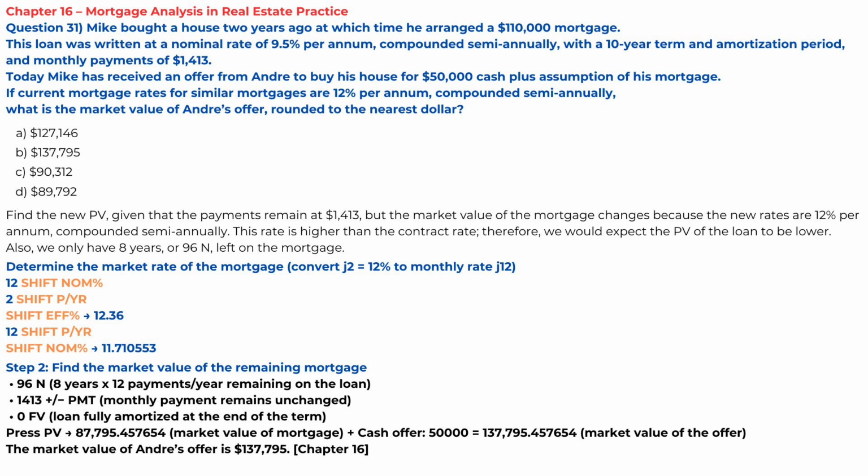Step 2. Find the market value of the remaining mortgage. 96 N, 8 years times 12 payments each year, remaining on the loan. 1,430 plus and minus sign, and then press PMT, monthly payment remains unchanged. 0 FV, loan fully amortized at the end of the term. Press PV, display 87,795.457654, market value of mortgage. Add cash offer 50,000, equals 137,795.457654, market value of the offer. The market value of Andre's offer is $137,795.